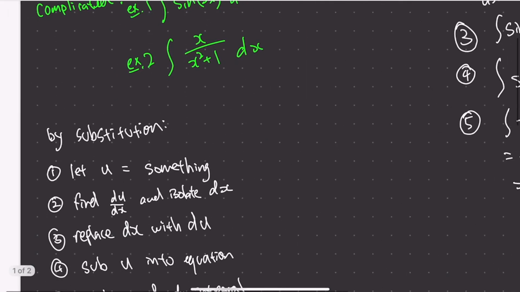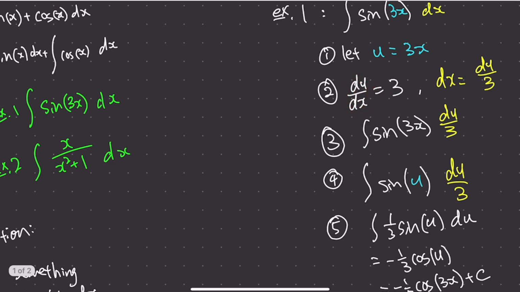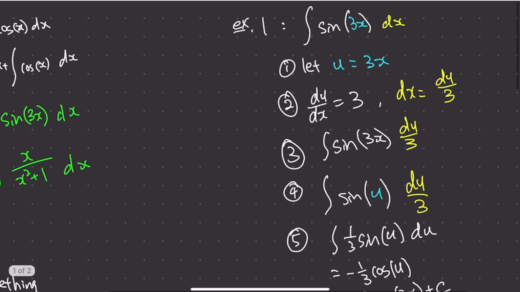Then step 2 is to find du over dx. So du over dx will be equal to 3. How do I get this? I take the derivative of both sides, so du and dx, and if I differentiate everything here, I get 3. That's why du over dx is equal to 3. To write it out, du over dx is equal to 3. Move the 3 over, so du over 3 is equal to dx.